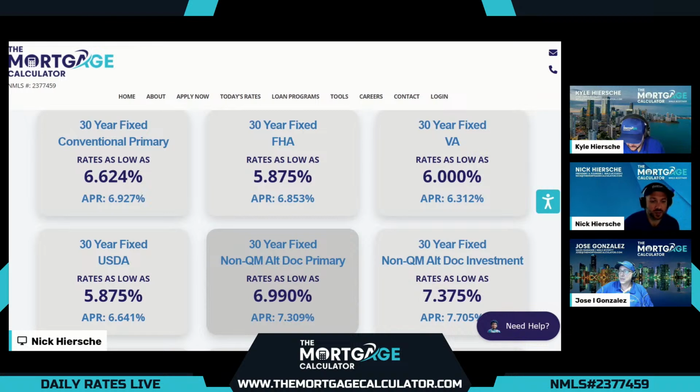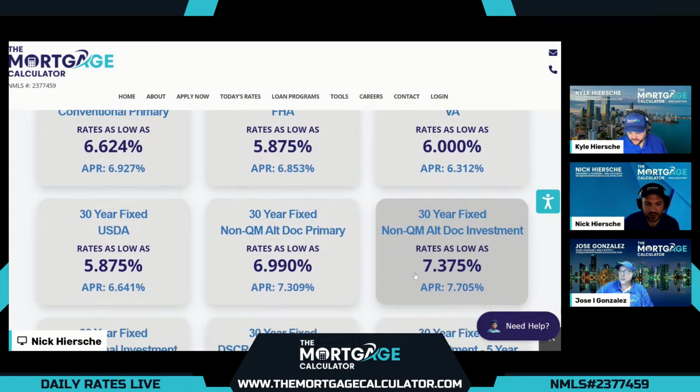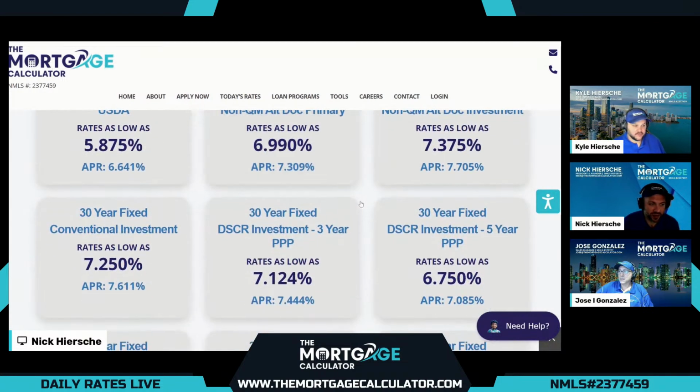Very comparable there. Now moving on to investment properties, tons of flexibility in programs with investment properties. So first up is our 30-year fixed non-QM alt doc for an investment. So again, this would be a bank statement or similar. Rates come in today, 7.375, final APR 7.705. And we'll compare that to our other investment property options.